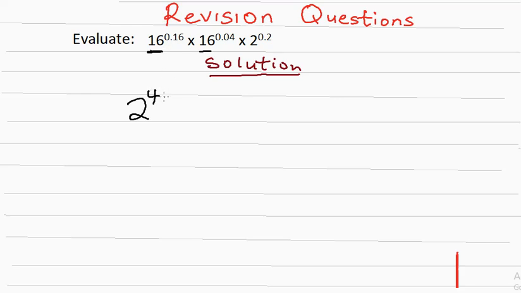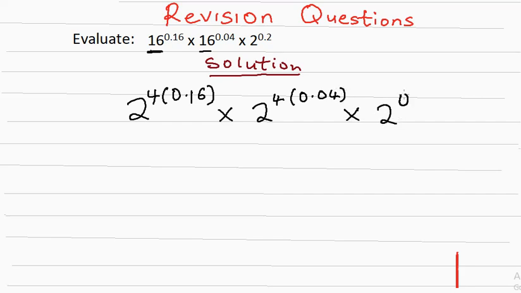Of course, already we have 0.16 as the power, so I'll put that in a bracket. I'll do the same to this. That's going to be 2 raised to the power 4, raised to the power of 0.04, then times 2 raised to the power of 0.2.